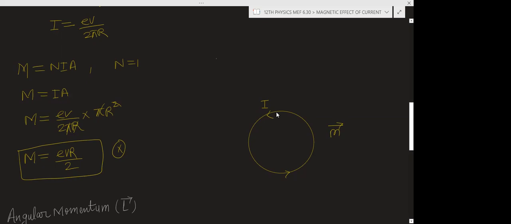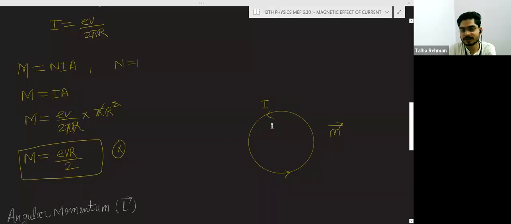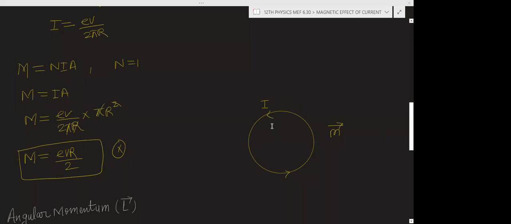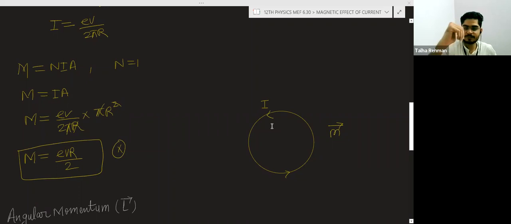Just see. When you curl your fingers like this, your thumb will be towards you. You have to curl your fingers along the sense of current, clockwise or anti-clockwise. See here, just a minute. This current is anti-clockwise now, so curl these four fingers anti-clockwise and see where your thumb is going. Thumb will be towards you.